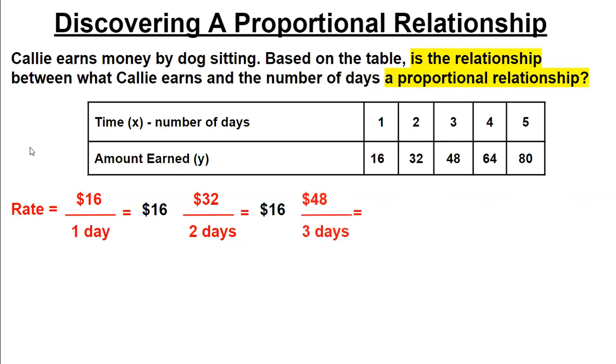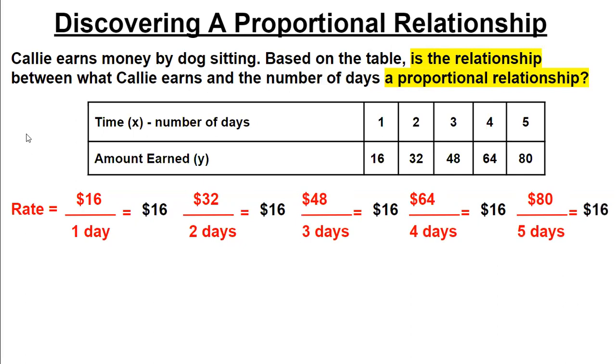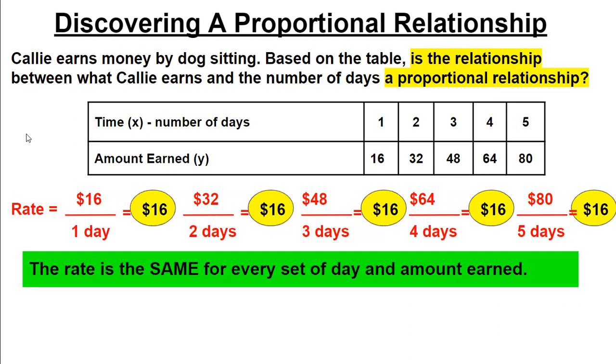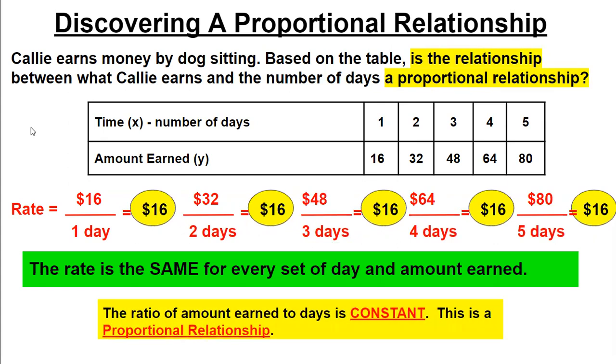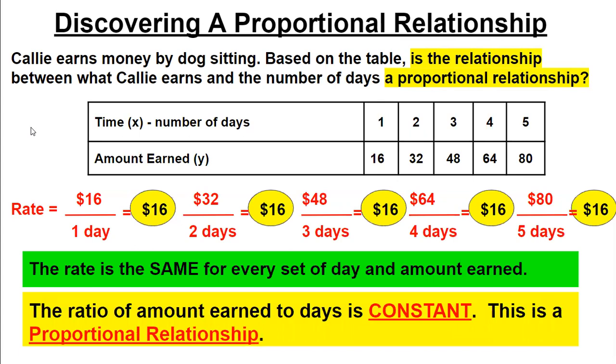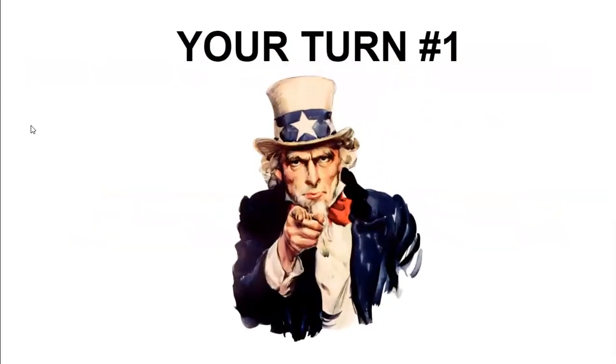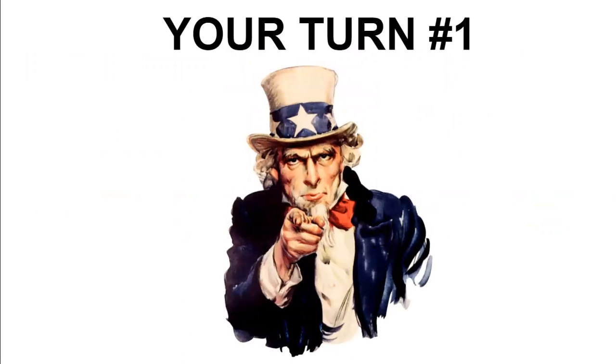Let's try 48 over 3. Does that also equal 16? It does. How about 64 over 4? Does that also equal 16? Yes. And then finally, 80 divided by 5 equals 16. So the rate is constant. The rate is the same for every set of day and amount earned. So we have a proportional relationship because the rate is constant. You have to do these little tests to see. Okay, you've got some problems here for your turn. Number 1, pause the video, do the questions, and then come back.